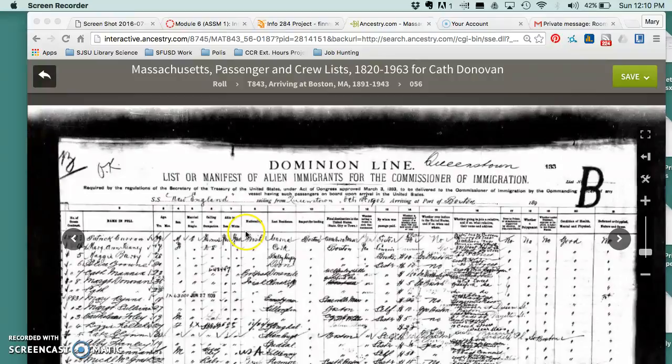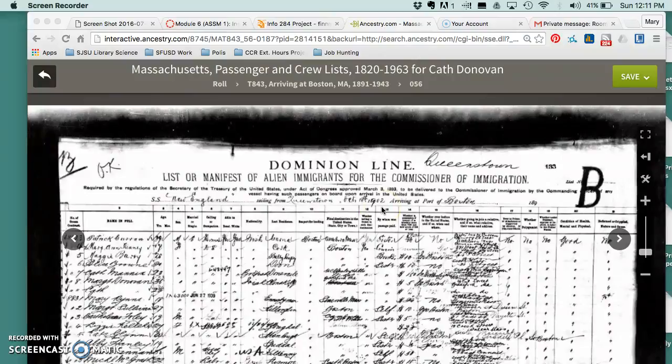So at the top of the passenger and crew manifest, we have the ship name, which in this case is the Dominion line, and then the list of all people aboard the ship, which we've gone through in great detail in the slide prior to this one. And then finally, the date that the boat was sailing from and where it was sailing into. So where it was leaving from and where it was coming into.